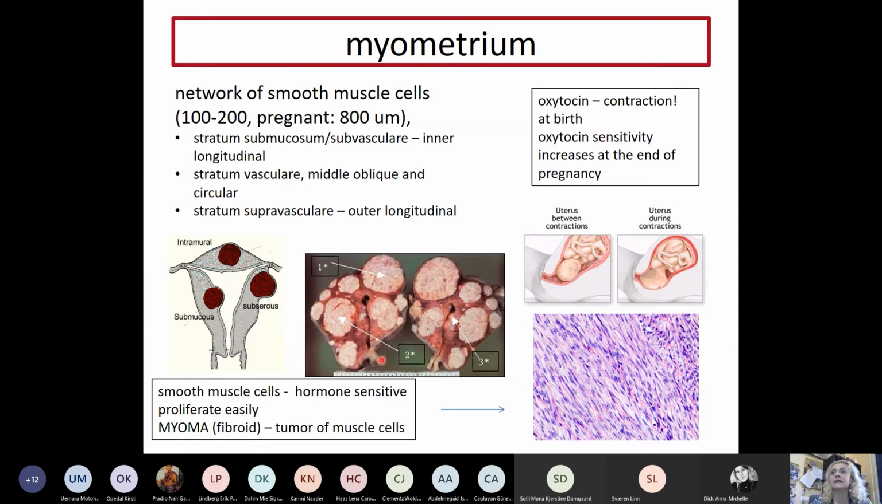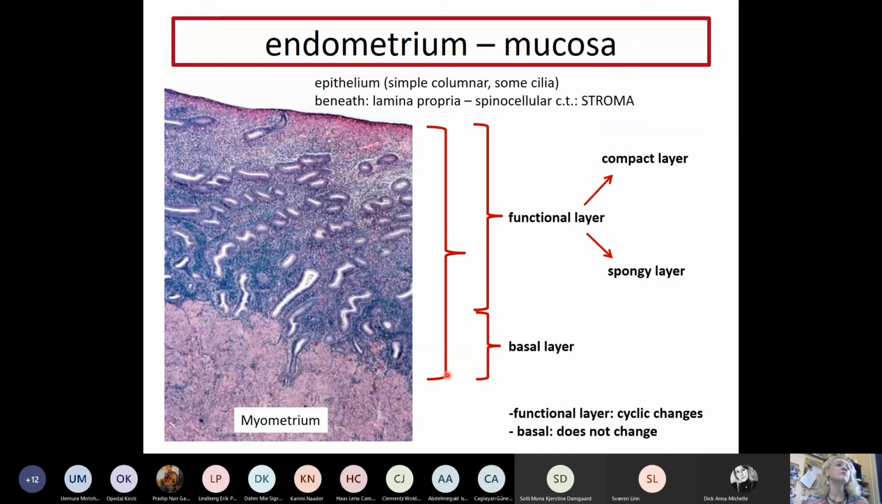So let's see the endometrium more in detail. This is the mucus layer of the uterus wall, and this whole thing is the endometrium. Here you can see the myometrium underneath. This is smooth muscle. Of course, as every mucous membrane, it has an epithelium and the underlying lamina propria.